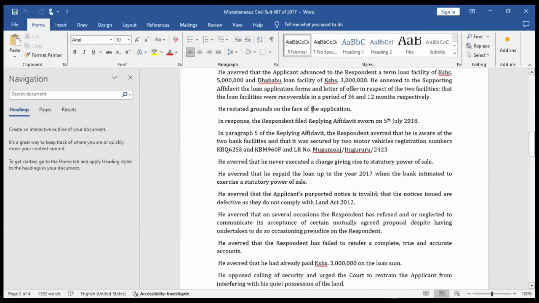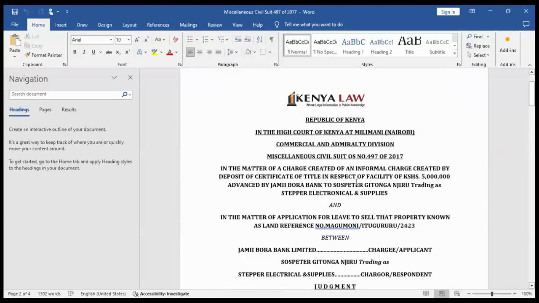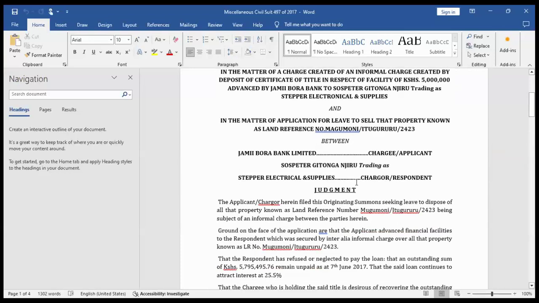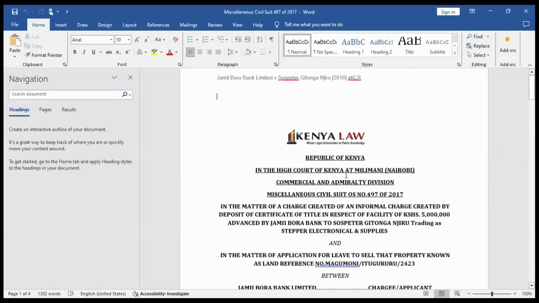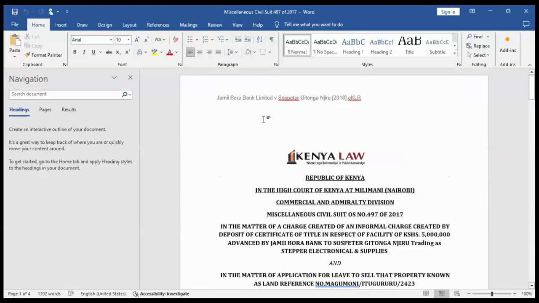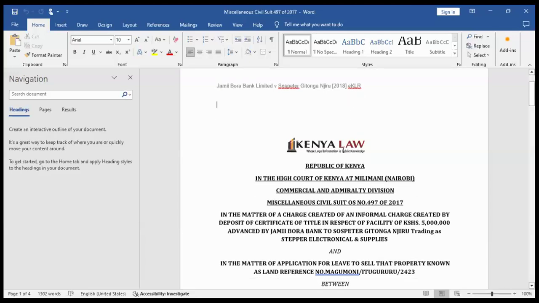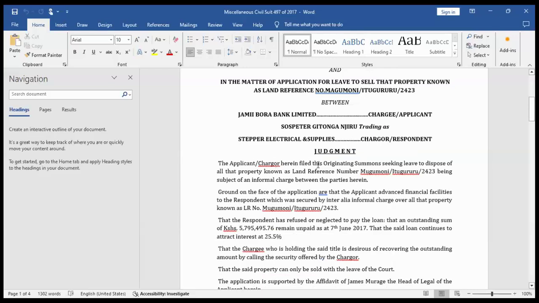So this is a very good case law to talk about when you are talking about where the chargee went to realize a security because of an informal charge. You can quote this case law. Even in civil litigation, by the way, it can come. You can be given the same scenario in civil litigation. Jamii Bora Limited versus Peter Getonga 2018. So the applicant, the chargee, filed an originating summons seeking leave to dispose of the property known as the reference.